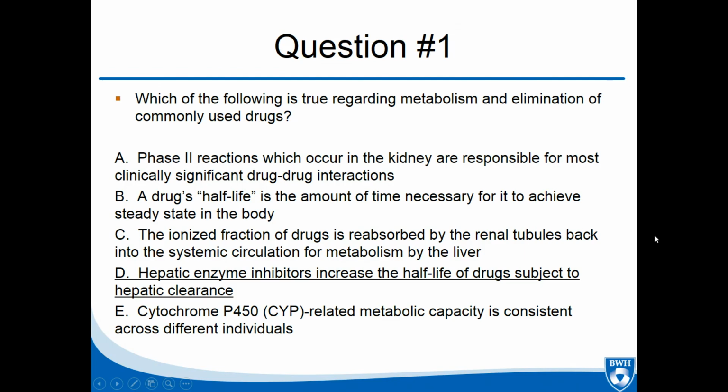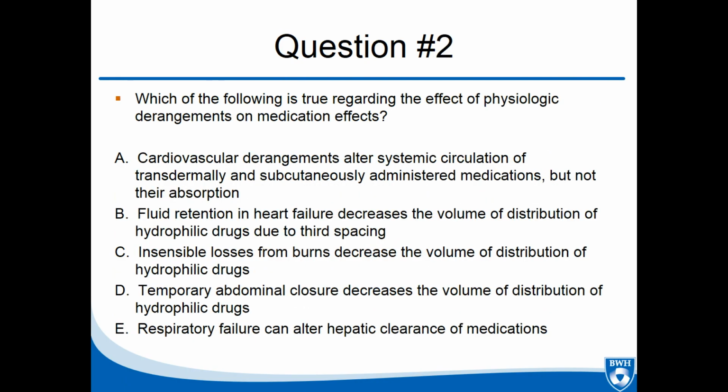C is incorrect. The ionized fraction of drugs is reabsorbed by the renal tubules back into the systemic circulation for metabolism by the liver? It's usually the non-ionized. The ionized fraction is usually excreted. And E, CYP-related metabolic capacity is consistent across different individuals, is incorrect. It will often vary based on several patient-specific factors and just population in general. Ethnicity can play a major role in CYP function across individuals.